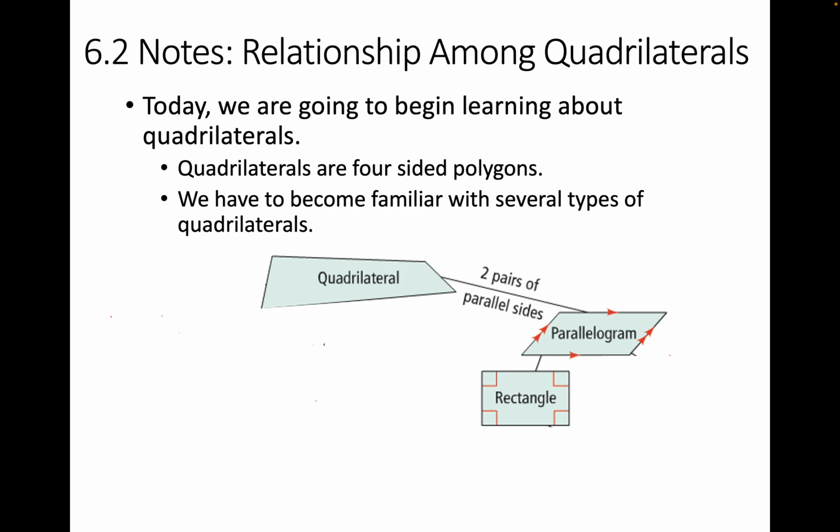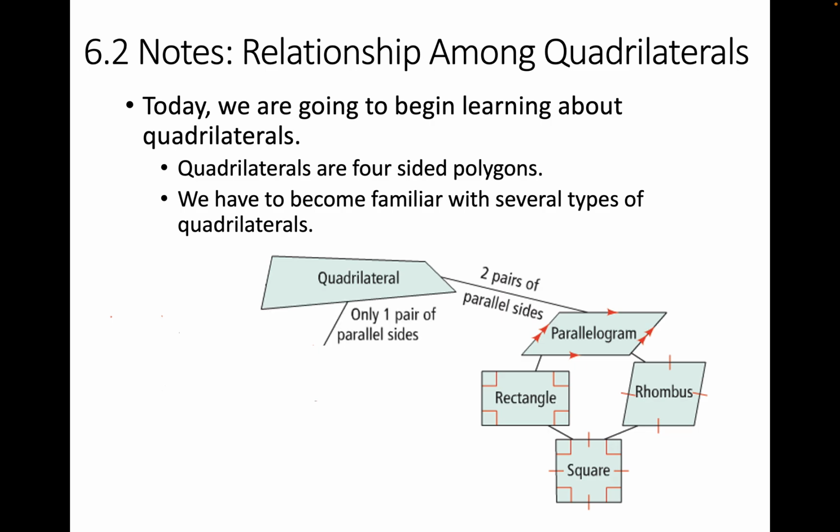If the parallelogram has four right angles, it's called a rectangle. If the parallelogram has four congruent sides, it's called a rhombus. If the parallelogram is both a rectangle and a rhombus, it has four right angles and four equal sides, then it's called a square.